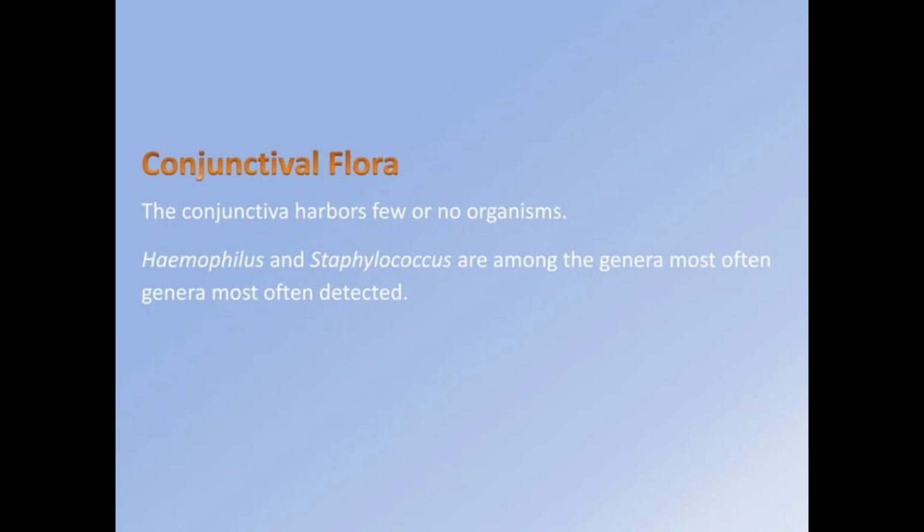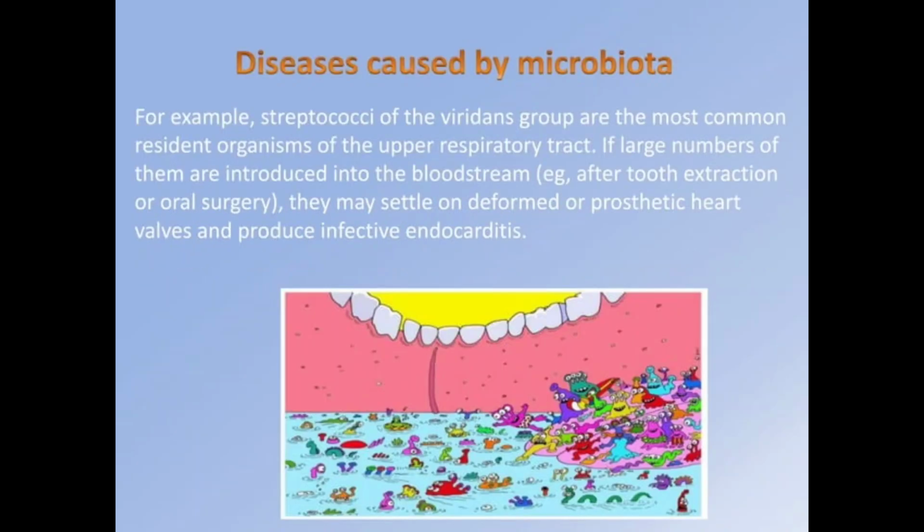Conjunctival flora. The conjunctiva harbors few or no organisms. Haemophilus and Staphylococcus are among the genera most often detected. Disease caused by microbiota or normal flora.